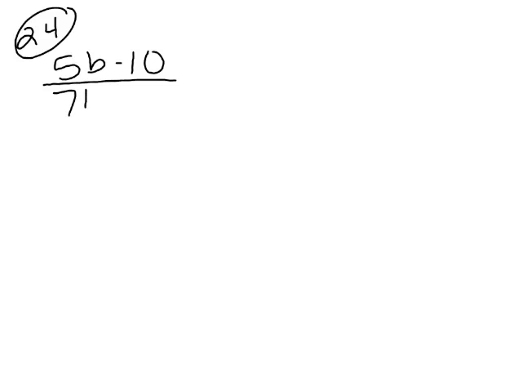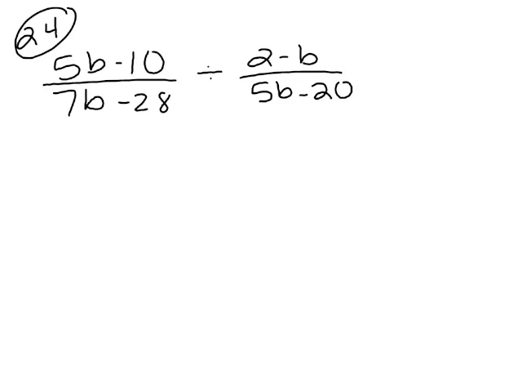$24 is (5b minus 10) over (7b minus 28), divided by (2 minus b) on top and (5b minus 20) on bottom.